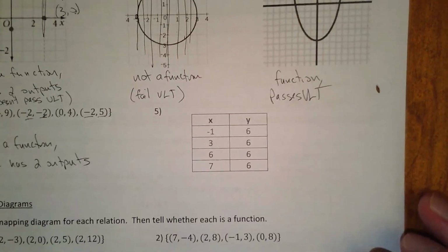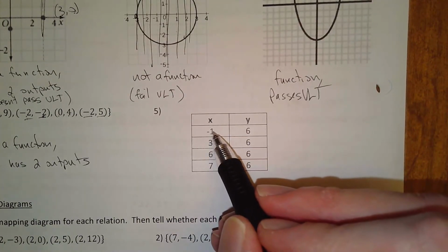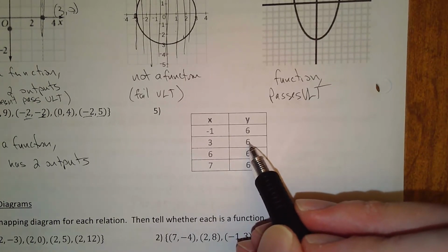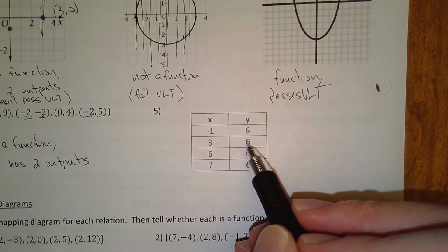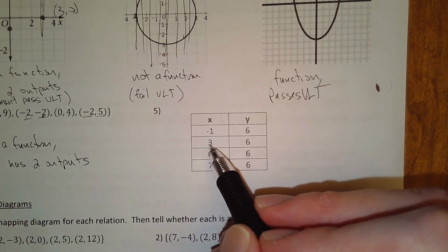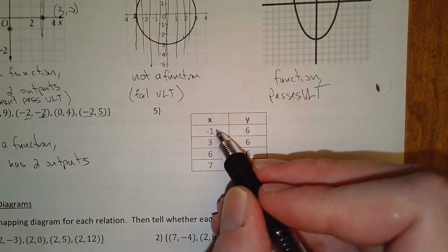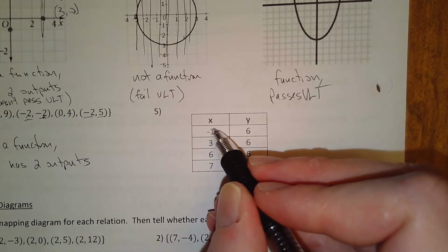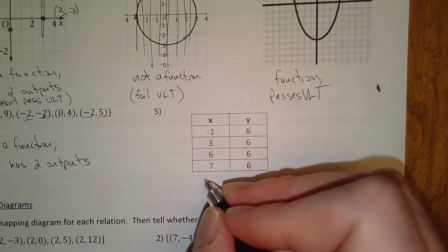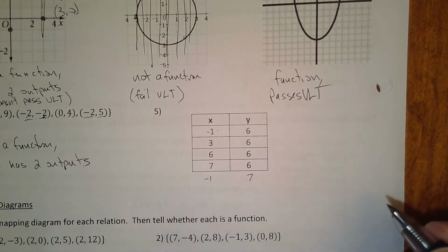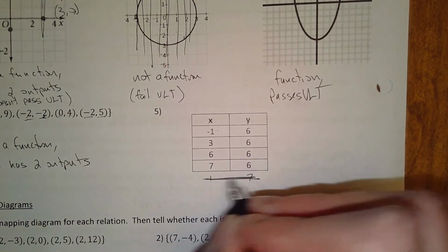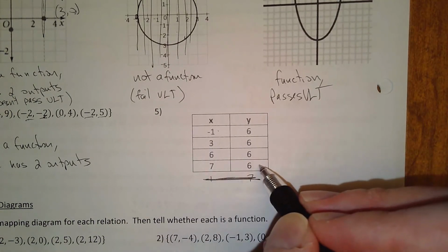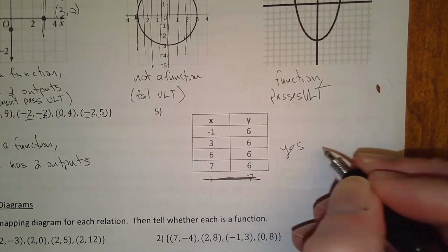Okay, and number 5, I've got the input -1 gets mapped to 6, 3 gets mapped to 6. So you might be thinking, uh-oh, something's wrong here. They both got mapped to 6. That's okay. These are 2 different inputs. They're allowed to have the same output. Consider this as like 2 items at a grocery store costing the same price. That's going to happen. If -1 showed up again later down here, -1 got mapped to 7 now, that'd be a problem. But that didn't happen. So all of these are different inputs having the same output. That's fine. Okay, so yes, that is a function.